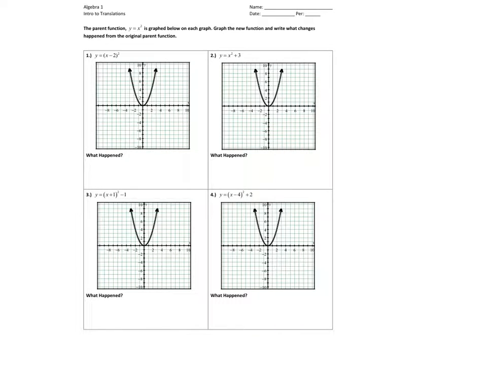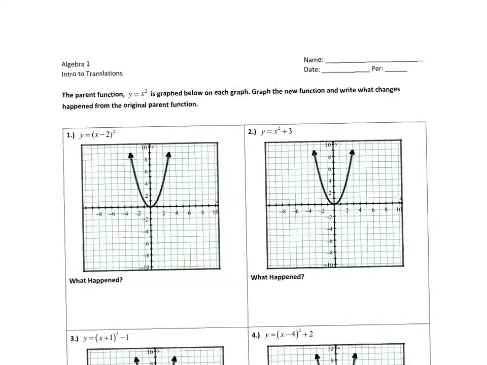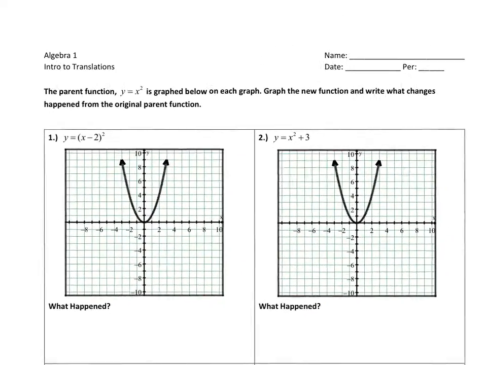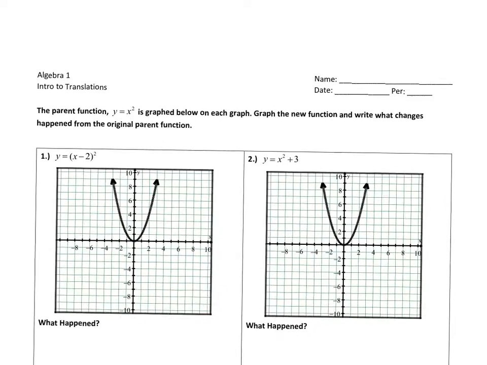Alright, boys and girls, we're going to get into an introduction to translations and transformations today. It's going to be a pretty easy day. All you have to do is graph the new function on each graph. You can see on your paper that each graph already has a parabola on it. That's called the parent quadratic function, y equals x squared. On each graph I want you to graph the new one and compare it to that parent function, and then tell me what happened.